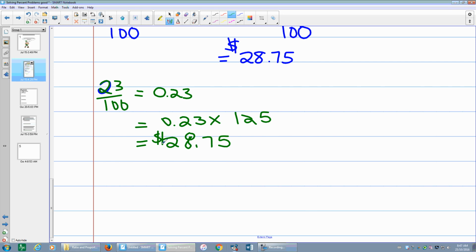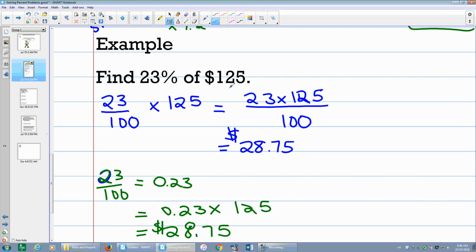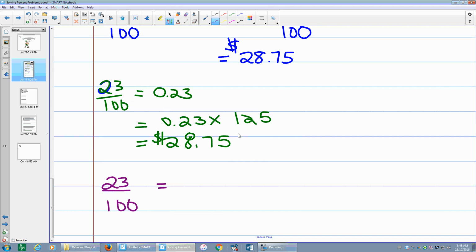The final way, and this may be a little bit trickier, is I'm going to set up a proportion. So I write 23 over 100 is equal to, okay, now I have to look at this. 23 over 100. 100 is talking about the total. Well, the total amount that we're given here is 125. So I'm going to put 125 at the bottom, and I need to figure out what goes in that blank.